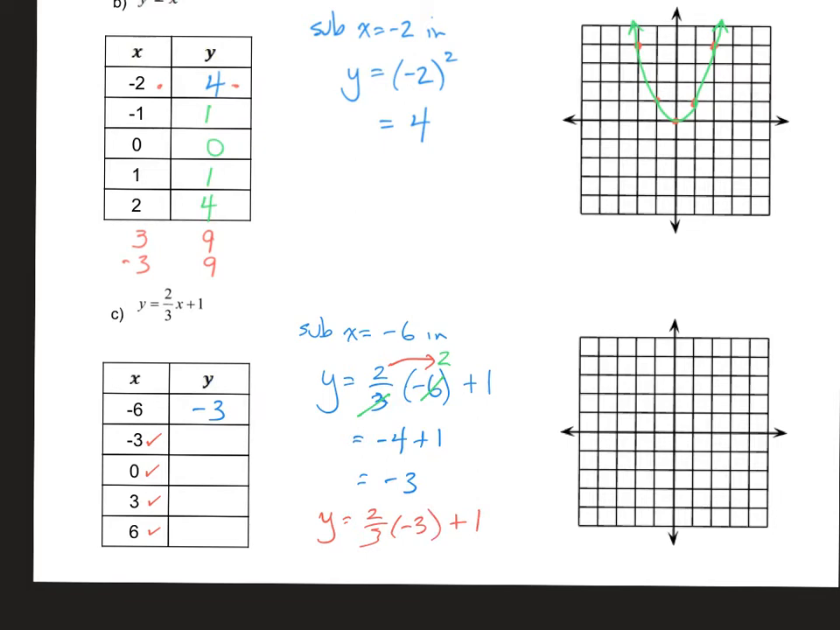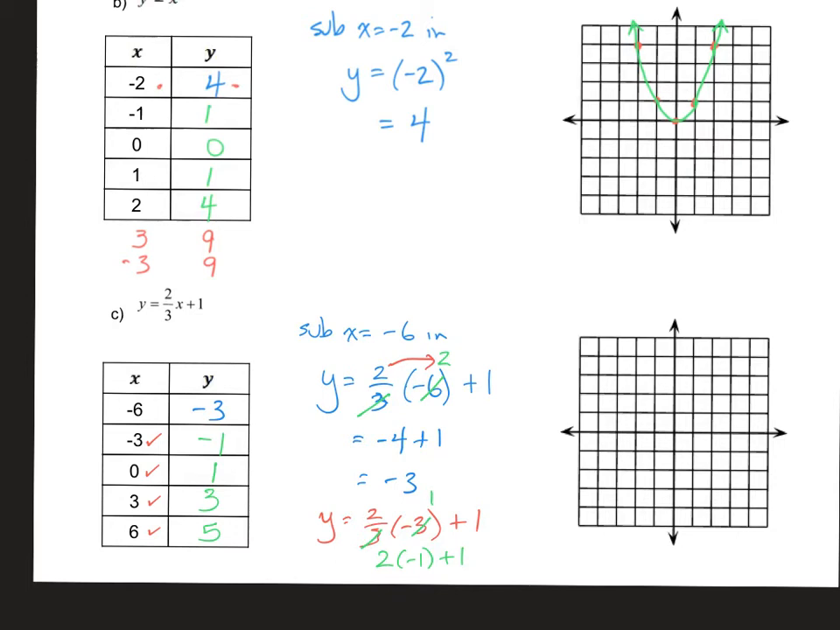then I can cross-reduce. There's my negative 1. I have 2 times negative 1. Add on 1. And there's my negative 1. The rest of these I should be good to be able to work through in my head. 2/3 times 0 gives me 0. Add on your 1. 2/3 times 3 is 2. Add on 1. And 2/3 times 6 is 4. Add on 1, 5. Now I can plot all my points.